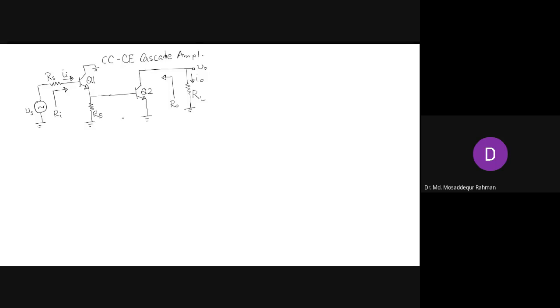Okay, so that is the same common collector, common emitter cascade amplifier, but we just added one resistance at the emitter. So it will not be much different overall in the circuit's performance, but we'll see how we analyze this circuit when you have the emitter resistance. So you start with the Ri. What will be the input resistance in this case?